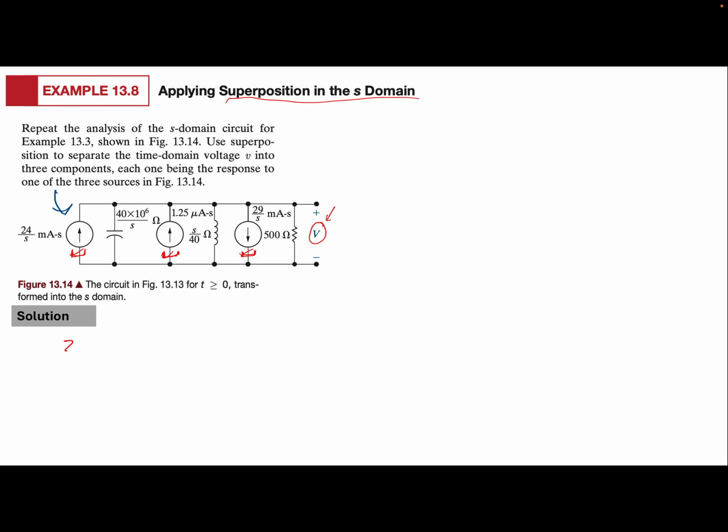equivalent. So I'm going to start with finding Z equivalent, and again, Z equivalent is 1 over R plus 1 over ZC plus 1 over ZL inverse, right? And Z equivalent is, again, you have 1 over 500 plus 1 over ZC. The capacitance one is this, 1 over 40 times 10 to the 6 S plus 1 over ZL. ZL is S over 40 inverse.